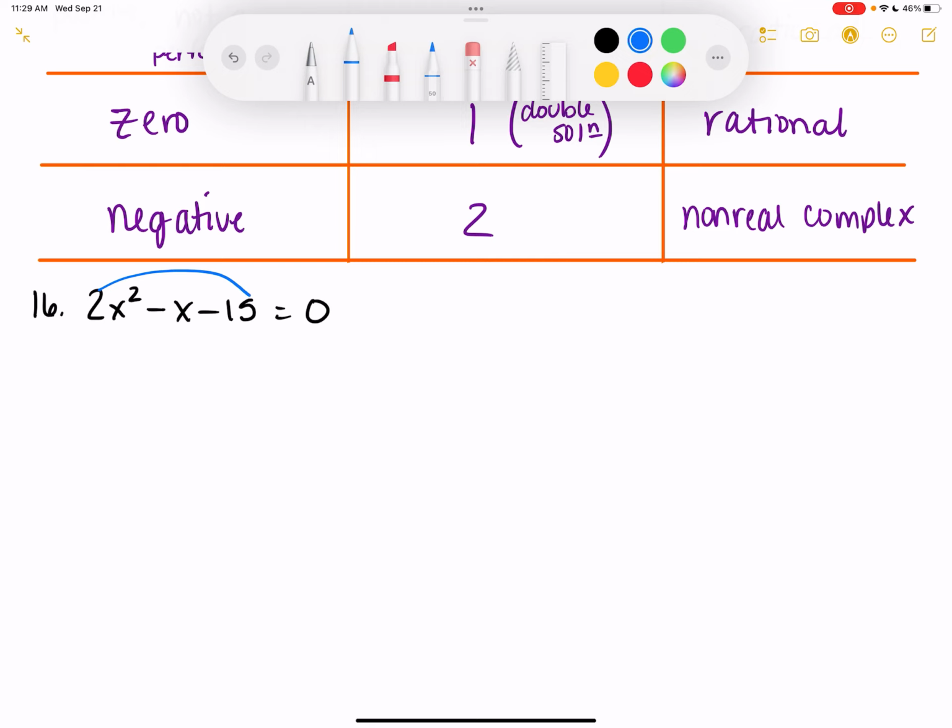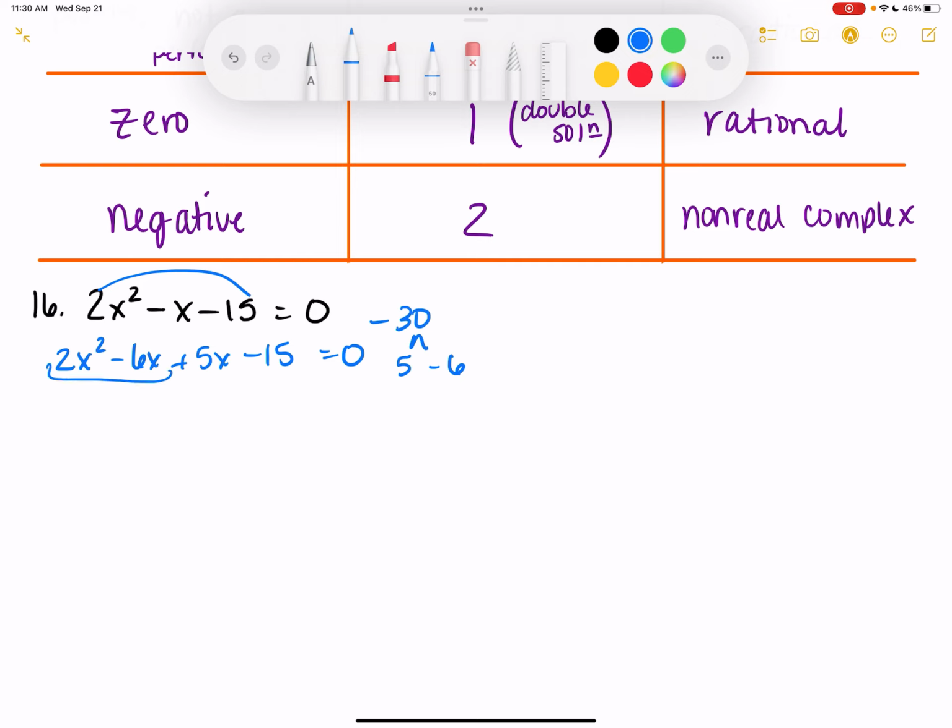So 2 times negative 15 is negative 30. So I need factors of negative 30 that give you negative 1. 5 and negative 6. So I'm going to put this negative 6 with the 2 and the 5 with the 15. So 2x squared minus 6x plus 5x minus 15. And just don't forget that it's still equal to 0.